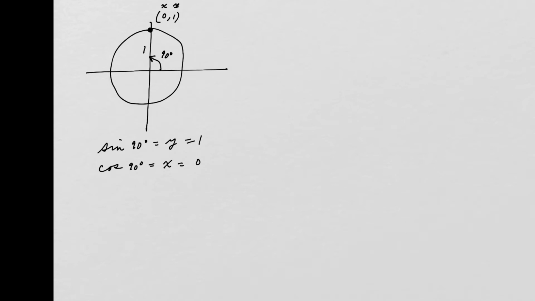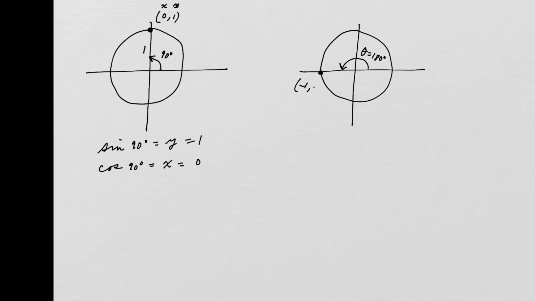Then let's do 180. I'm just doing special angles where the point lies right on one of the axes. So this is 180 degrees, and the coordinates at that point are -1, 0. So x is -1, y is 0. That means the sine of 180 is going to be y, so that's 0. And the cosine of 180 is going to be equal to x, but that's -1 in this case.